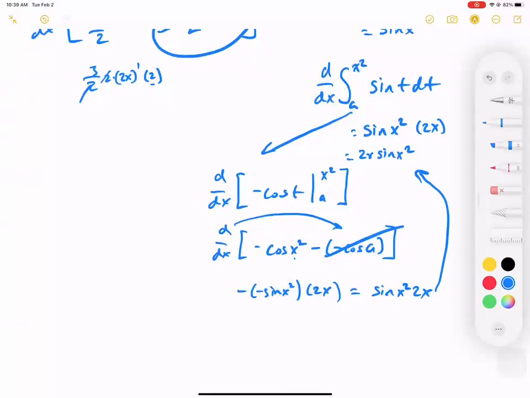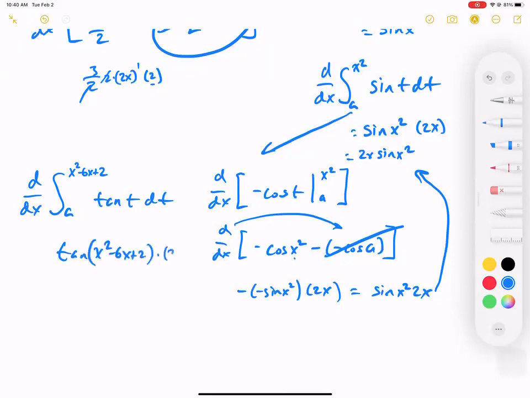Okay, let's make this fugly. d over dx from a to x squared minus 6x plus 2 of tangent of t dt. Can you think of any integral of tangent? Is there an integral of tangent? No, not that we know of. So screw it, we just plug it in. Tangent of x squared minus 6x plus 2. Chain rule, 2x minus 6. That's it. We're done.